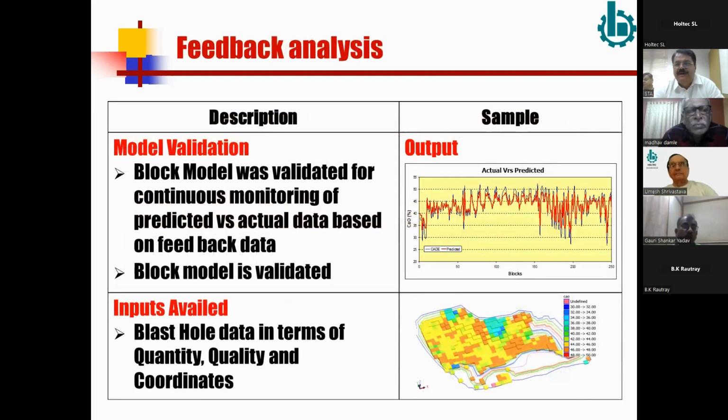All the blast hole data which has been gathered is validated: the predicted data of the model is compared with the actual data of the blast hole, and the variation is studied. If the variation is too high during operation, then the block model is again validated based upon the blast hole data. This is a very important aspect, because if variation is very high, then you have to update the block model regularly.